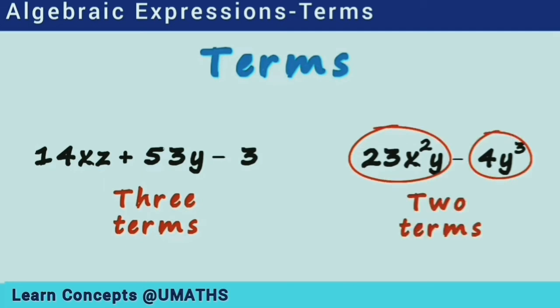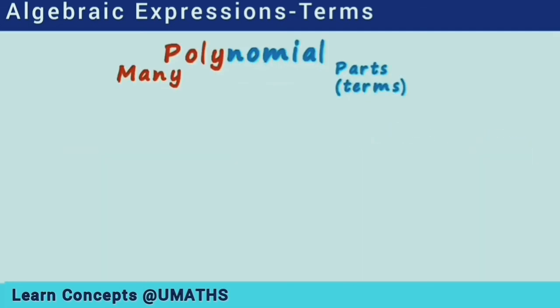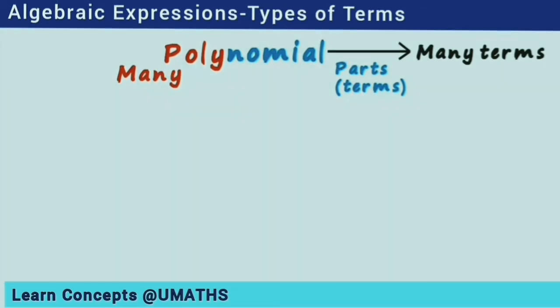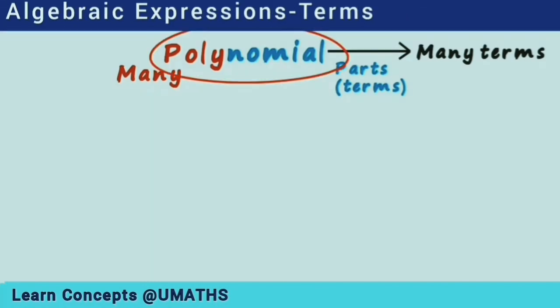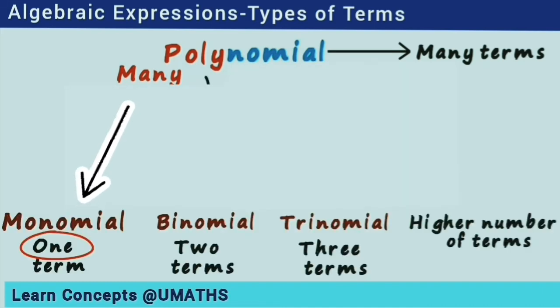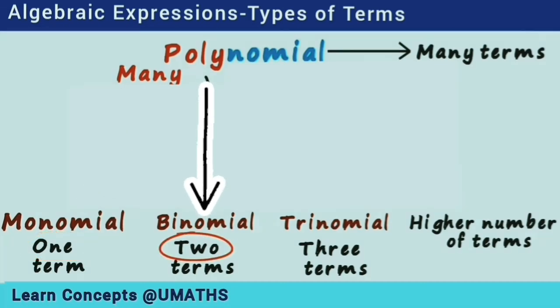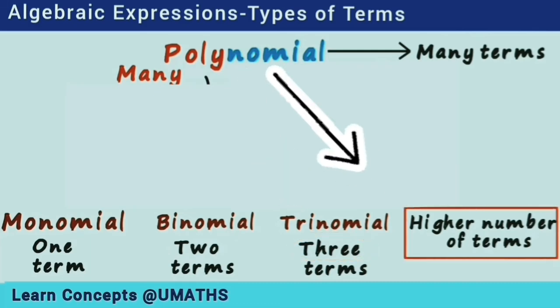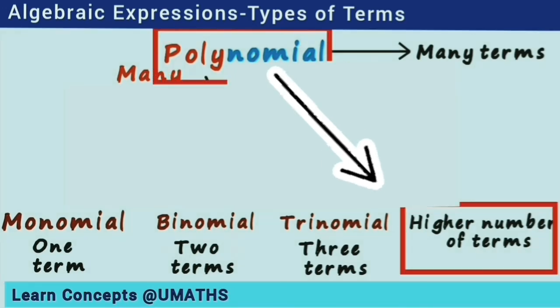Let us understand what the word polynomial means. Poly means many. Nomial means terms. Expressions have some special names depending on their number of terms. Expressions that contain only one term are called monomials. Algebraic expressions that contain 2 terms are called binomials. Expressions that contain 3 terms are called trinomials. Expressions that contain a higher number of terms are called polynomials.